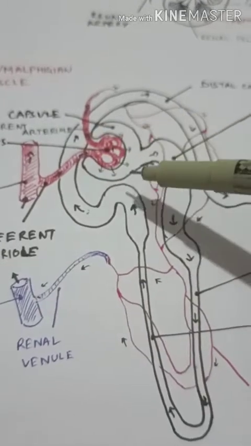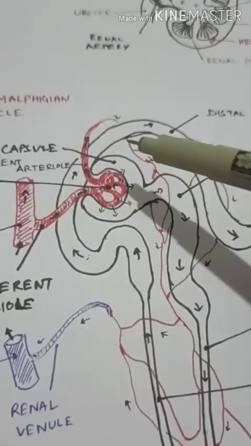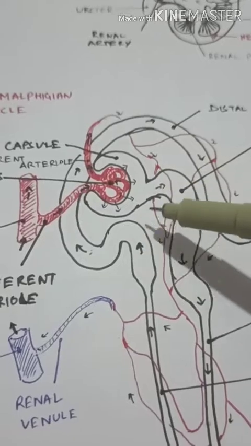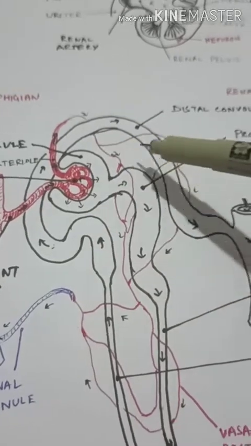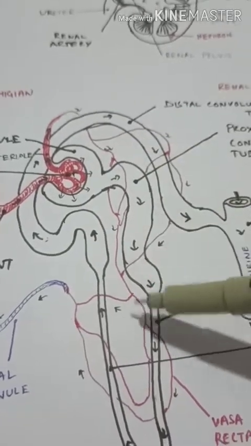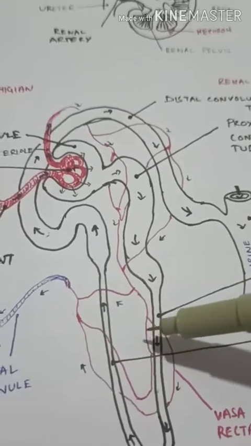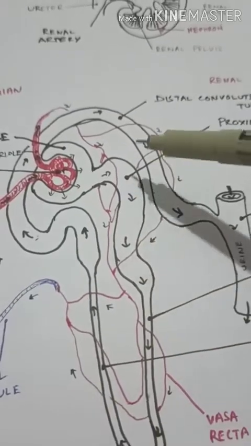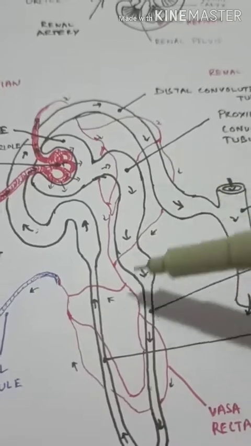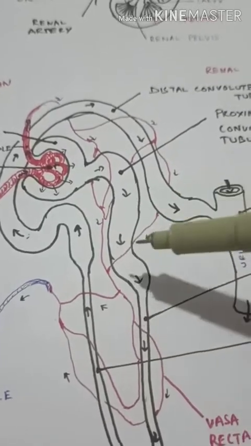So the first step which is going on right here in this renal corpuscle is known as ultrafiltration, and the secondary absorption or exchange of the ions and fluid in this renal tubule region and the capillary region is what is known as the step of reabsorption.